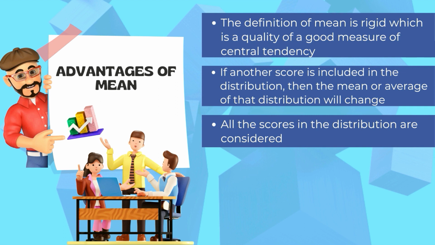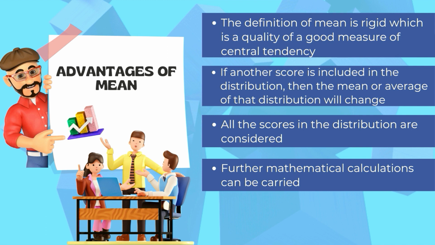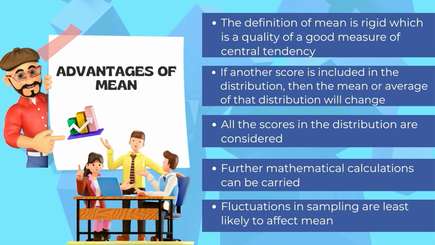So when we calculate mean, we consider all the data during the calculation. Further, mathematical calculation can also be carried out with the help of mean. This is also one of the advantages, and fluctuations in sampling are least likely to affect the mean. So if the sampling is fluctuating, it is very unlikely to affect the mean. So these are the advantages of mean.